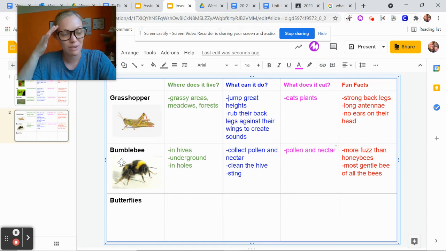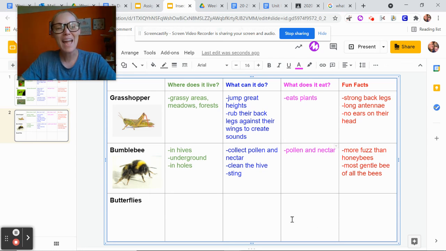All right, so today we researched the bumblebee, which means we just read informational text and found answers to our questions. Pretty soon, we have one insect left that we've already been learning about. And then we will start writing about our insects.